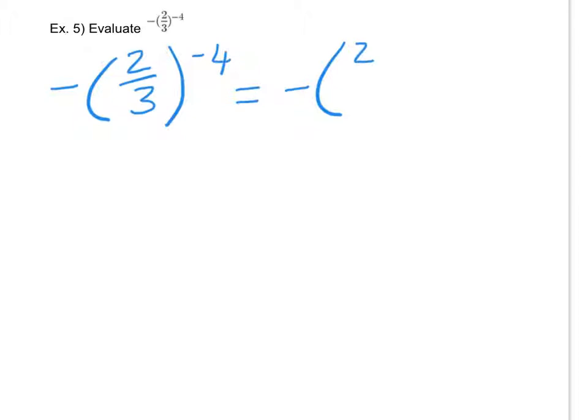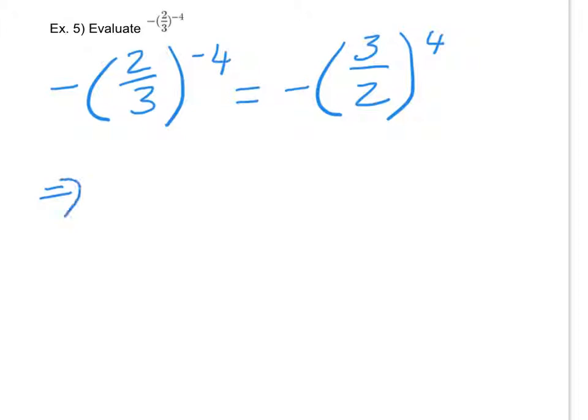Right, let's have a look at one. So in this case, you have minus 2/3 to the minus 4. Now, what did I say the minus means? The minus in the exponent means that you flip it. So we have minus, instead of 2/3, it becomes 3/2. So we flipped it, we lose the minus now.